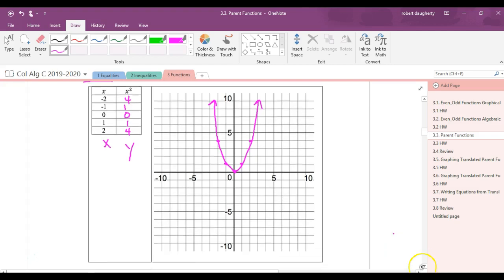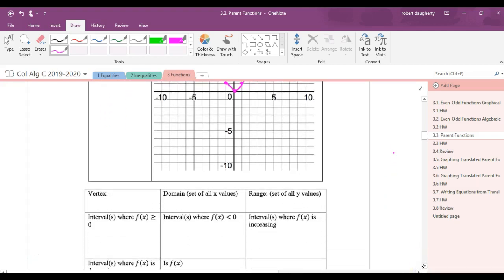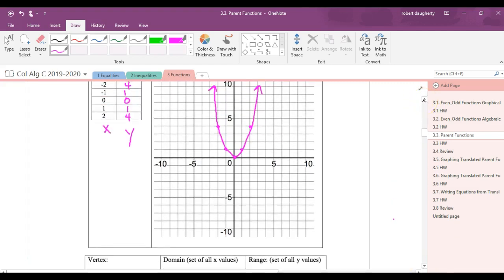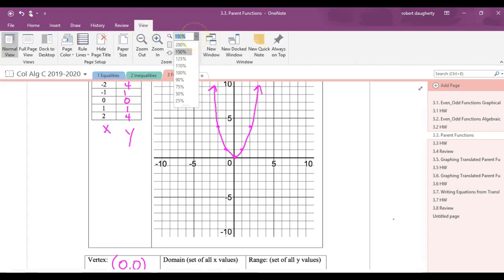Let's talk about some properties of this function, okay? So this has a point called the vertex. Where do you think the vertex is? Yeah, what point is it? 0, 0. So this point 0, 0 is called the vertex of this graph. I want to make this a little bit smaller so we can get more in here.